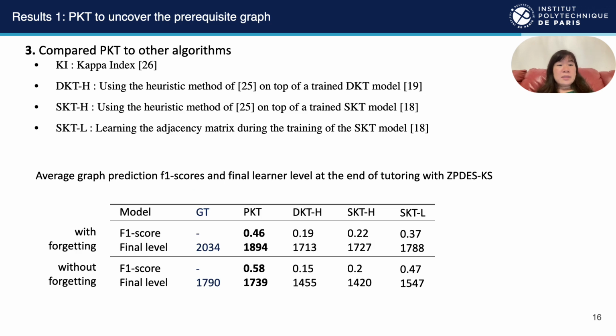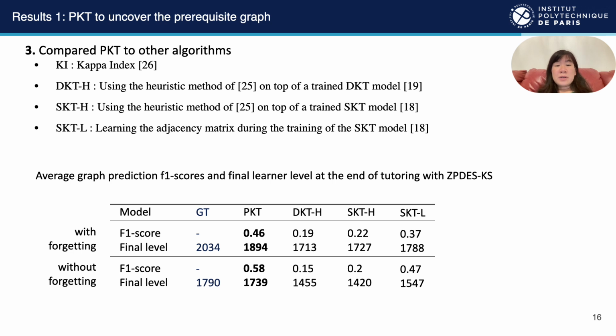And if we then compare our algorithm PKT to other algorithms, we can compare it to the algorithm kappa index. We compared it to deep knowledge tracing with heuristic, but also structure-based knowledge tracing with heuristic and structure-based knowledge tracing using the adjacency matrix. And from that, we show here the average graph prediction F1 score and final learner level at the end of the tutoring with ZPD-ES-KS.